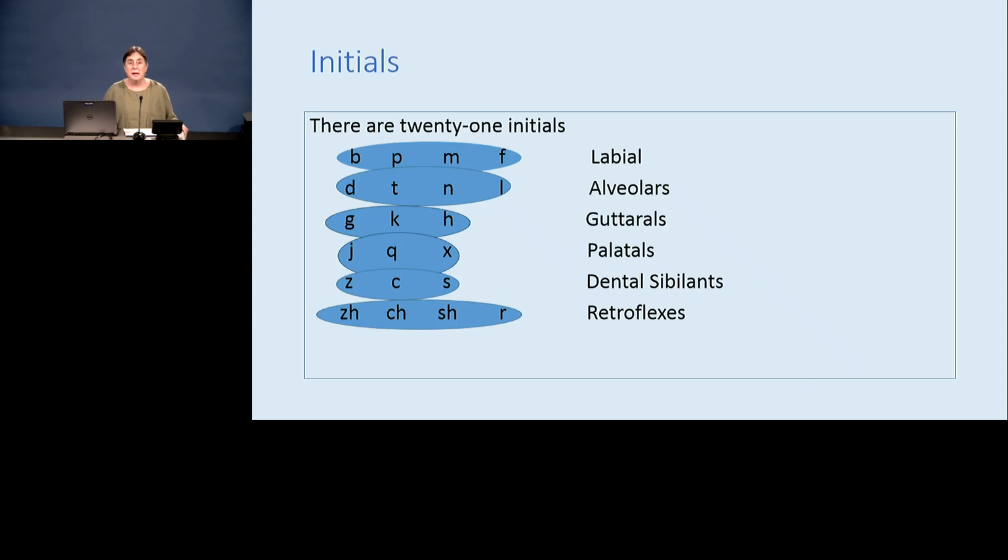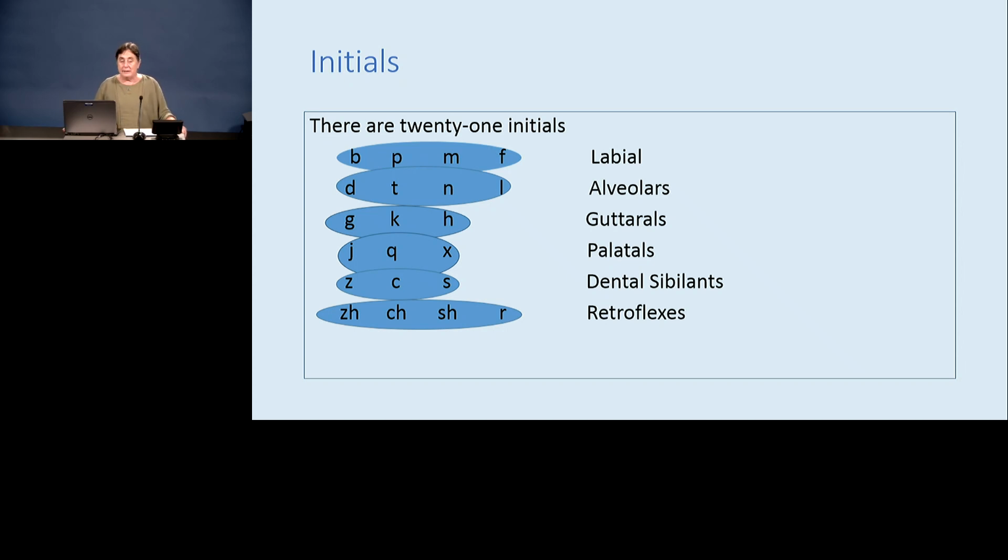So here's one way of looking at the 21 initials, and they are B, P, M, F, D, T, N, L, G, K, H, Ji, Qi, Xi, Z, C, S, Zhi, Chi, Shi, and R. Let's talk a little bit more about them.